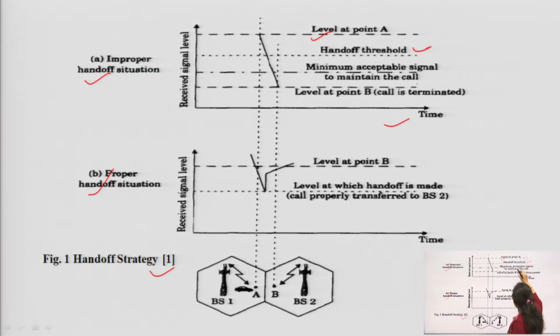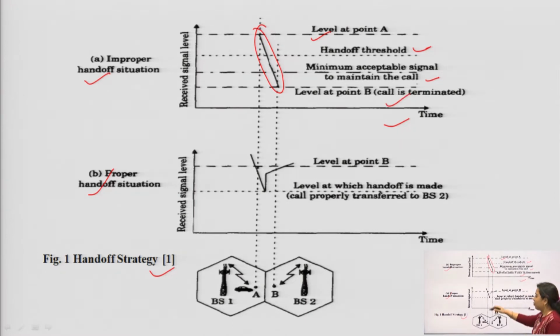Then after that there is the minimum acceptable signal to maintain the call. You can see that the slope of the signal is decreasing in nature, and in this case the proper handoff has not taken place. So, this is the level at point B, that is, the call will be terminated.